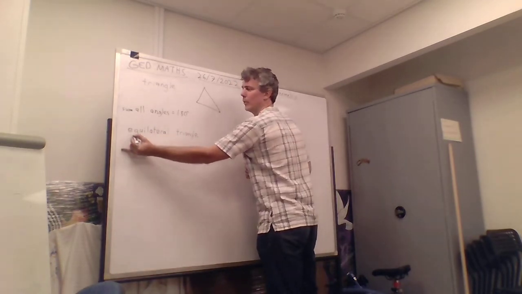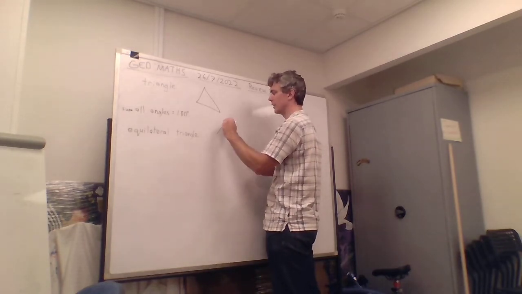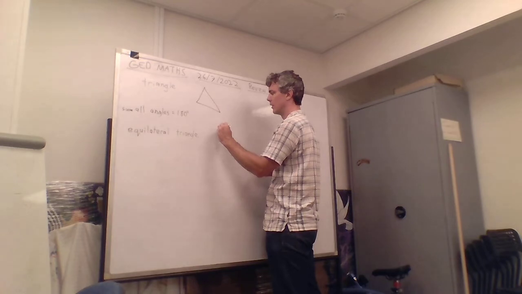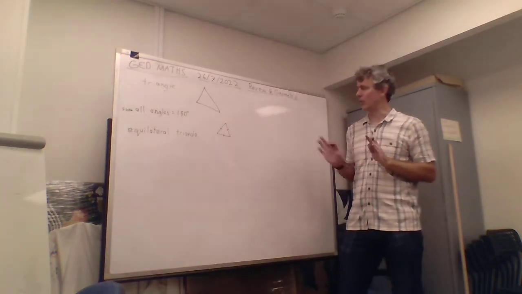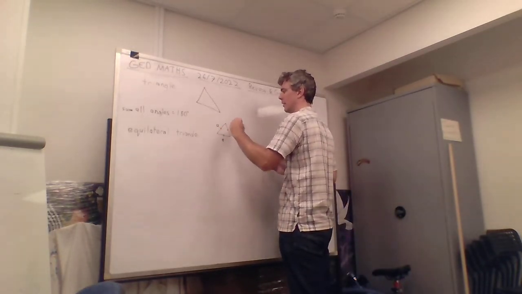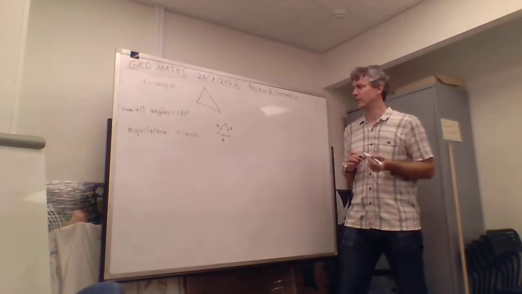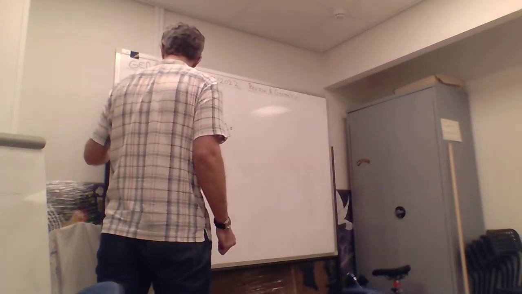Equa, what is equa? Equal, right? An equilateral triangle is all sides the same. Okay? They're all the same shape. So this is A. Alright? An equilateral triangle. Then we have what's called an isosceles triangle.